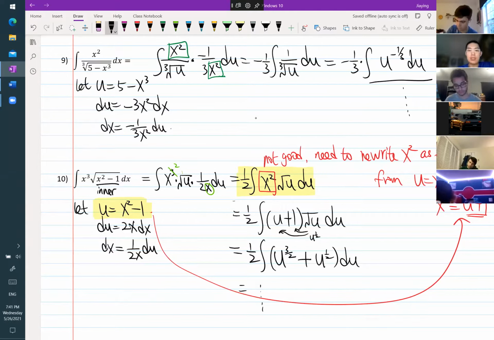The next step is to take each term, add 1 to the exponent, and divide by the new exponent, and you should be able to end up with a function of u. Don't forget to substitute for x at the very end, for u at the end.